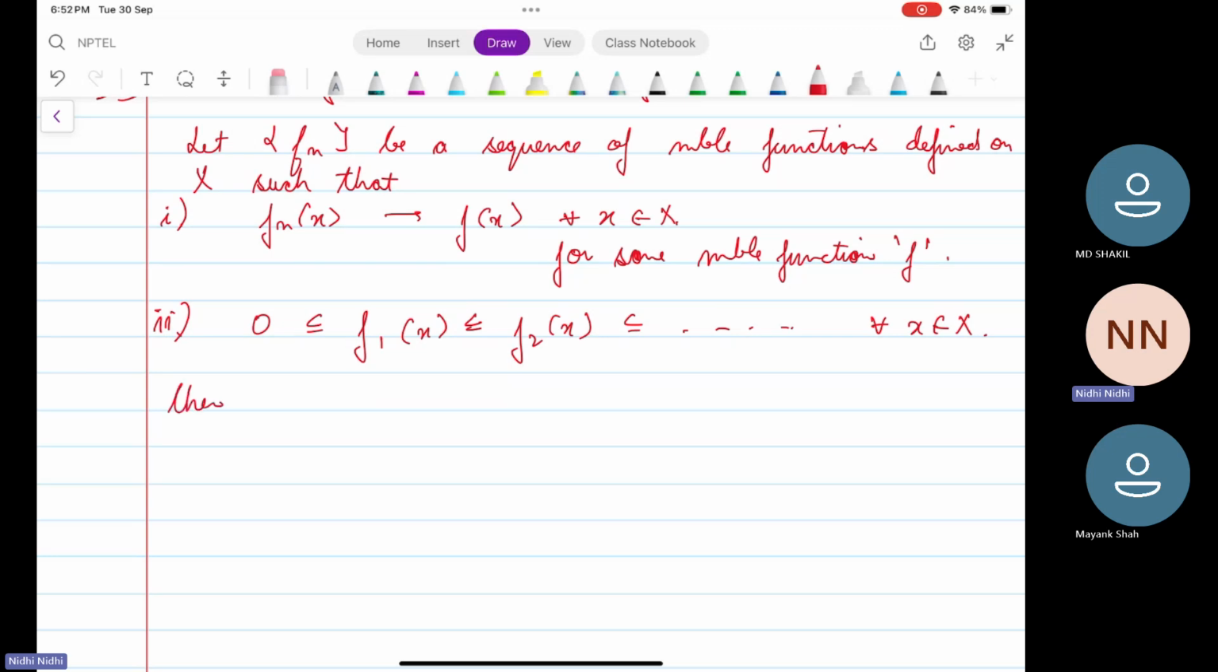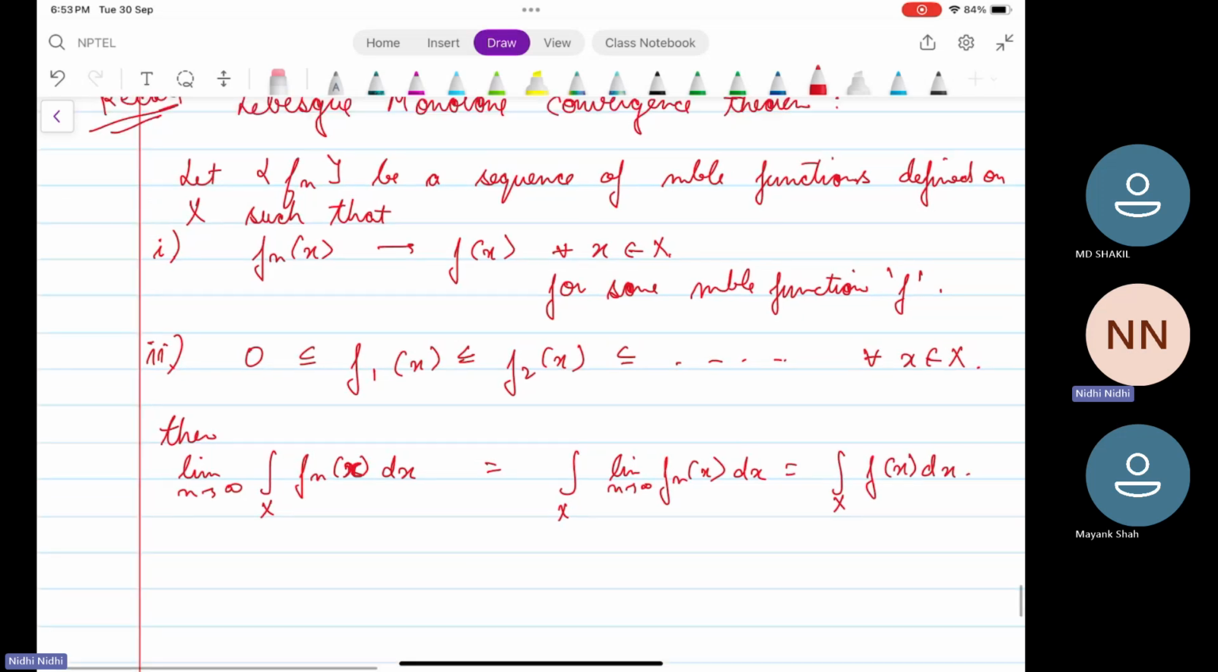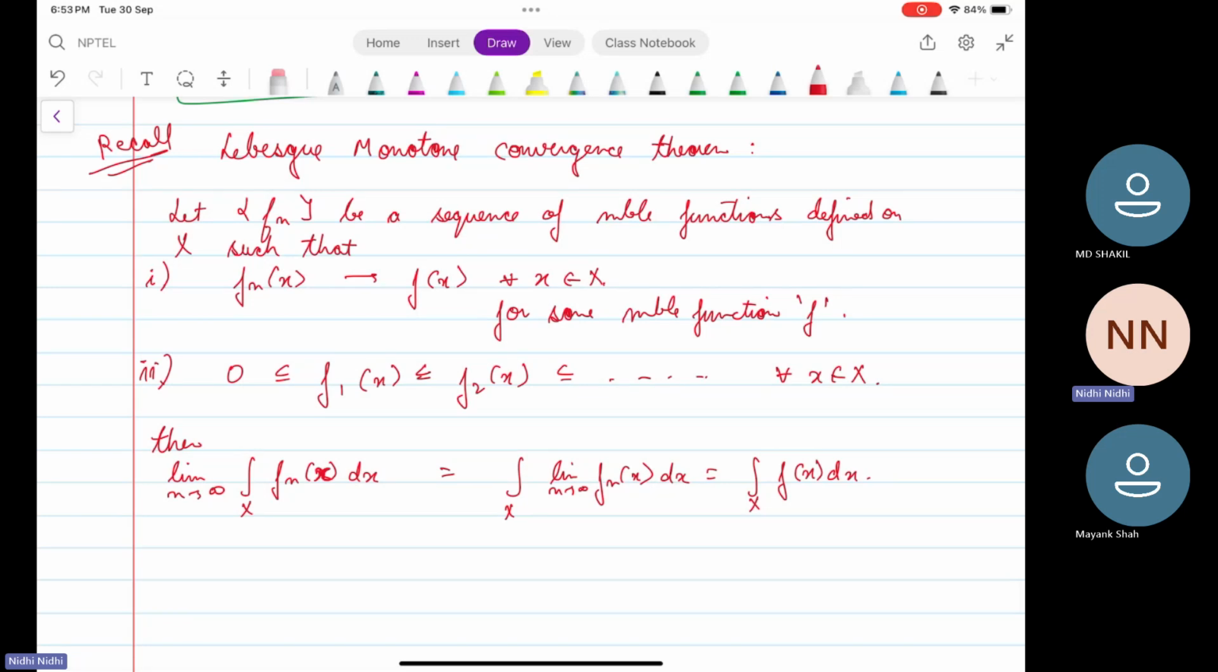Then the limit n tending to infinity of the integral over X of fn x dx is equal to the integral over X of the limit n tending to infinity of fn x, which is basically the integral of f x dx. So this is the monotone convergence theorem.